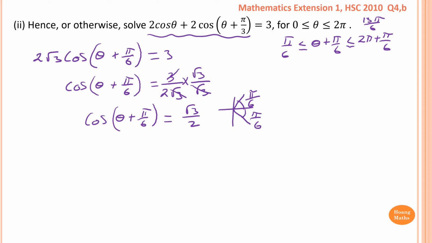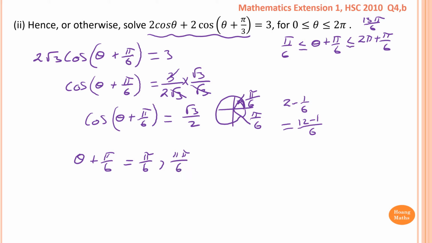So theta plus pi over 6 is equal to, the first answer is pi over 6, and then 2 pi minus pi over 6. So 2 minus 1 over 6, that is 12 minus 1 over 6, so that is 11 pi over 6. And then 2 pi plus pi over 6 as well, so the next one is 13 pi over 6.